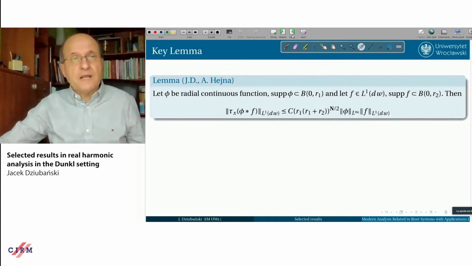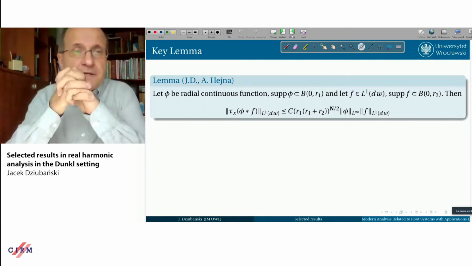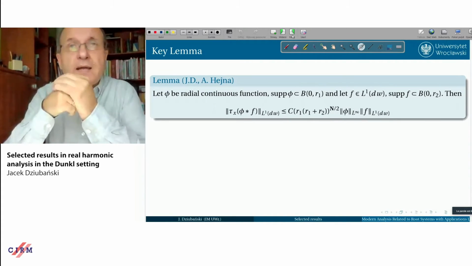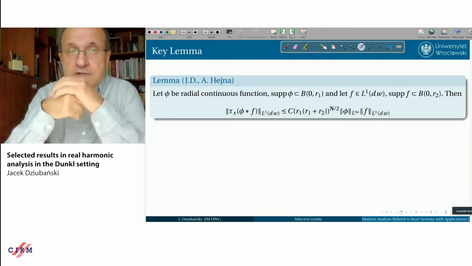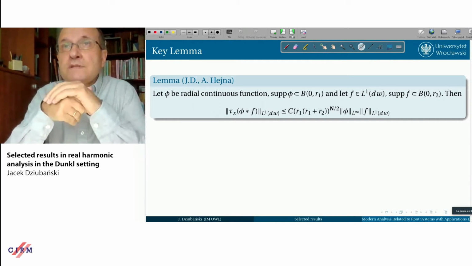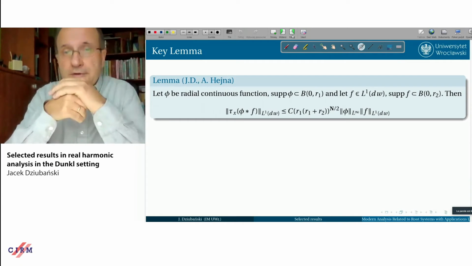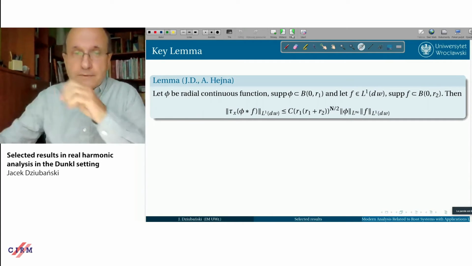Okay, so now let me state a very important lemma. We call this lemma the key lemma because it allows us to play with translation of non-radial functions. So the key lemma is a consequence of the previous theorem, and it says the following.